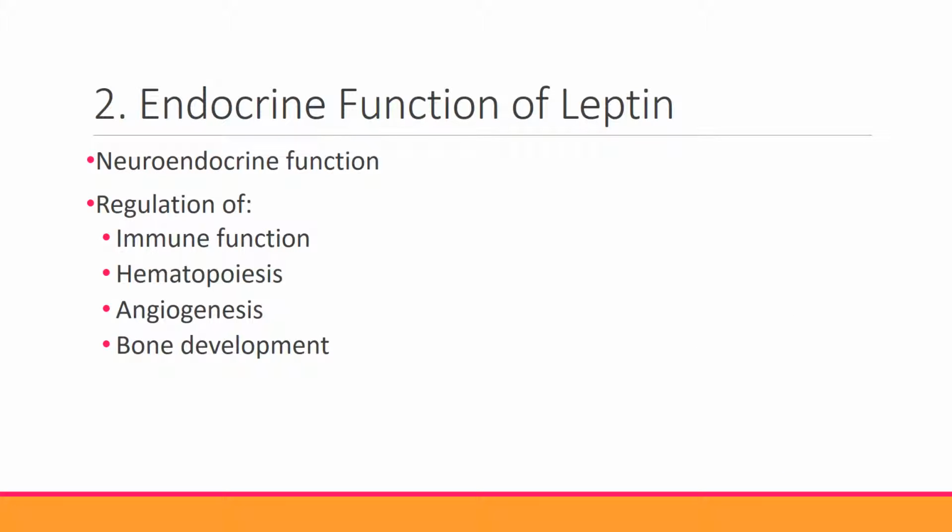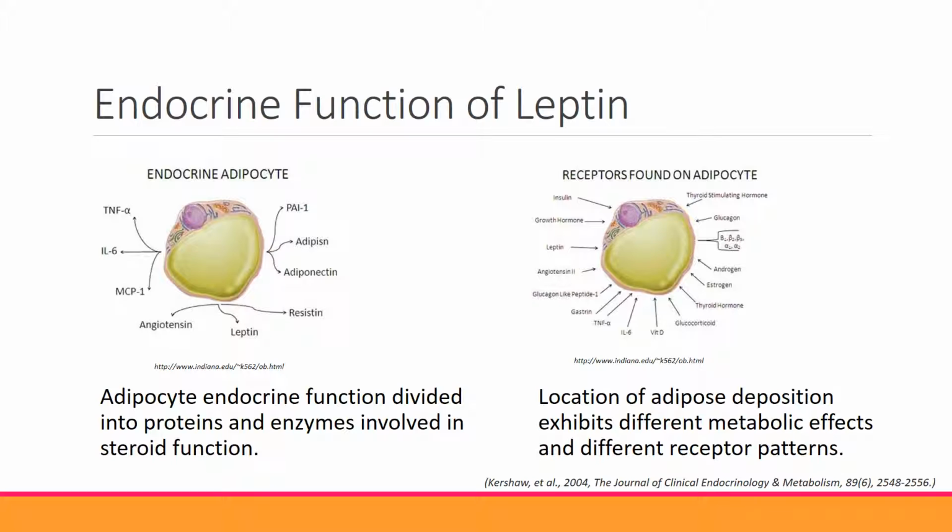Okay, so next I'm going to talk about the endocrine function of leptin, and this includes neuroendocrine function as well as a role in immune function, hematopoiesis, angiogenesis, and bone development. This describes the endocrine function of leptin. So you have an endocrine adipocyte with several proteins and enzymes that are involved in steroid metabolism, and they are seen on this picture on the left, including angiotensin, leptin, adiponectin, and several others. And the picture on the right shows the receptors found on the adipocyte for these different proteins and enzymes.